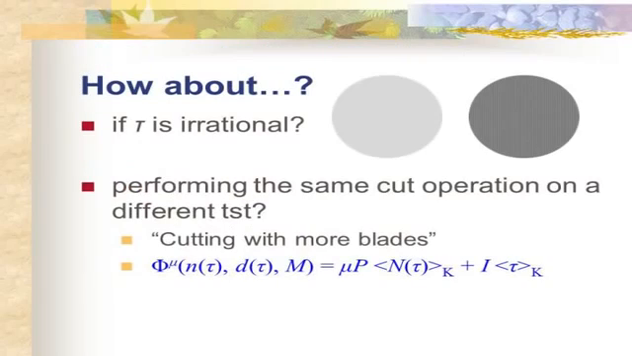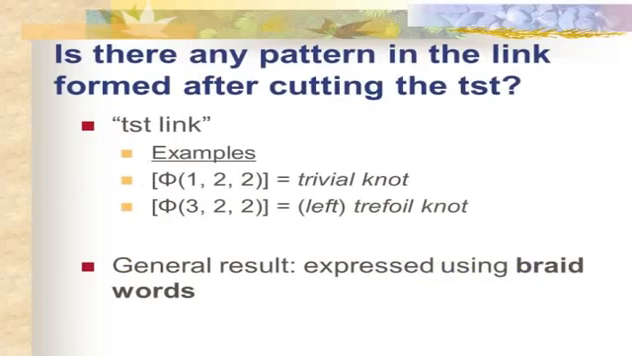Okay, so we can also consider some "how about" questions. The first one is, how about if tau is irrational? The result can be found in our paper. And the next is performing the same cut operation on a different TST, because we found that the cut operation in fact depends on the twist turn of the TST. So that's a question worth considering, and this is the result.